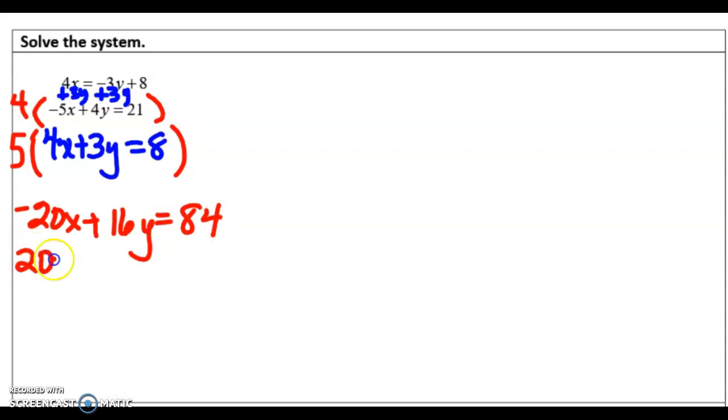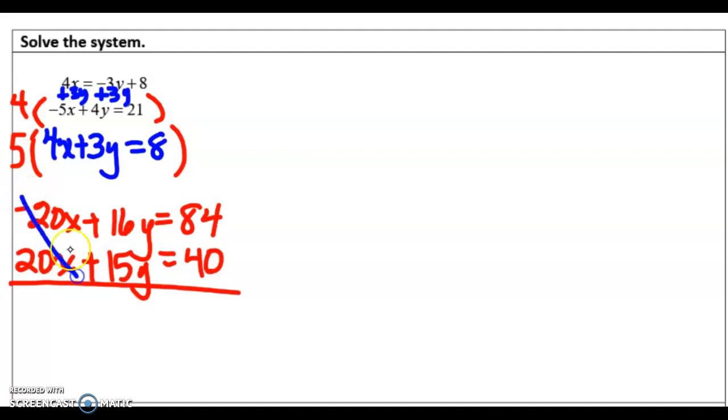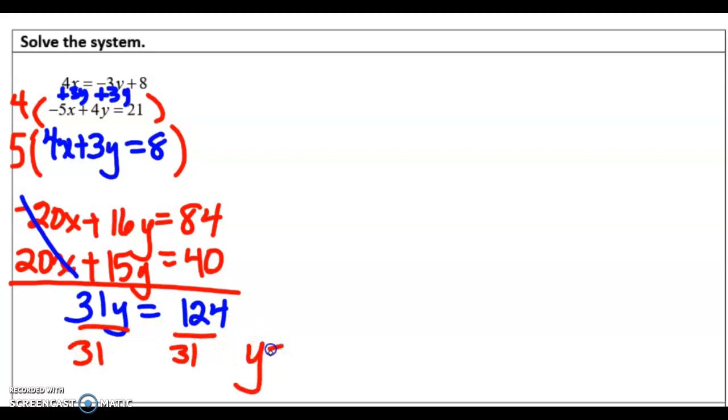And the second equation, and when I add, what's so awesome about this is when I add these together, the 20x's drop off because they're opposite in sign, and it makes a 0. Here I get 31y equals 124. If I divide both sides by 31, I get y is equal to 4.